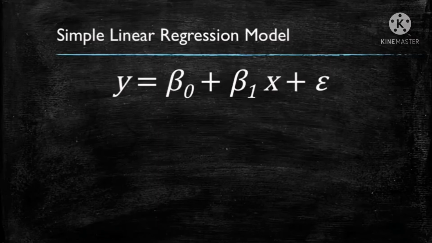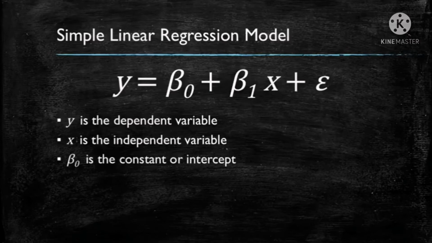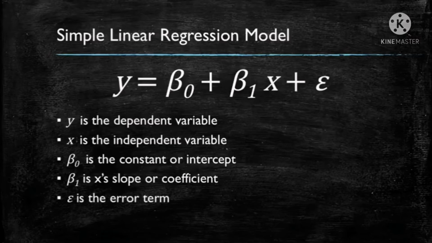So let's recap. Y is the dependent variable, the variable whose value depends on all other parameters in the equation. X is the independent variable that helps explain the variance in y. Beta 0 is our constant term or intercept. Meanwhile, beta 1 is the slope coefficient for x. And epsilon, which is a Greek letter symbolizing something very, very small, is going to be our error term, which we're trying to minimize.